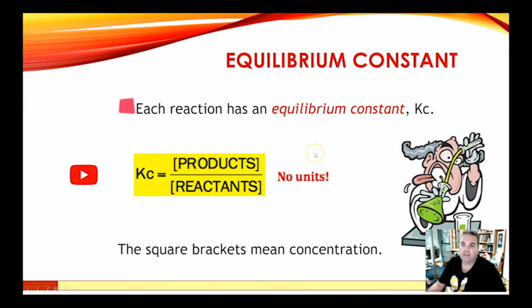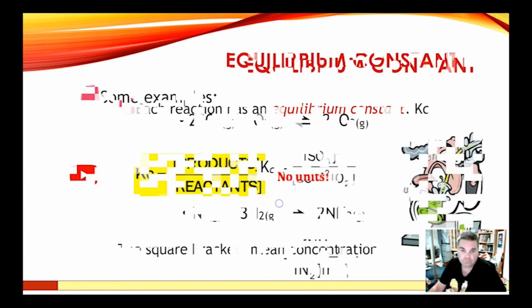Now, each equilibrium has what we call an equilibrium constant, or Kc value. The Kc is determined by doing concentration of products divided by concentration of reactants. I'm going to go through an example on the next one, but I strongly suggest you watch the YouTube video over here, which will give you a good example of going through and calculating Kc values. The important thing to remember is that there are no units, because you've got moles per litre divided by moles per litre, so they cancel out. We use square brackets to represent concentration, just as we do with pH calculations.